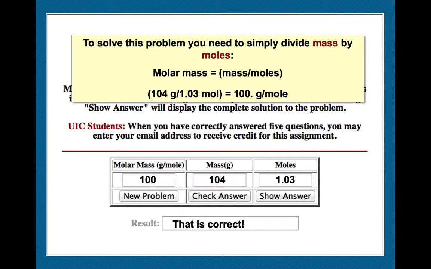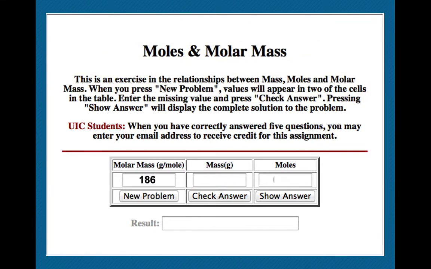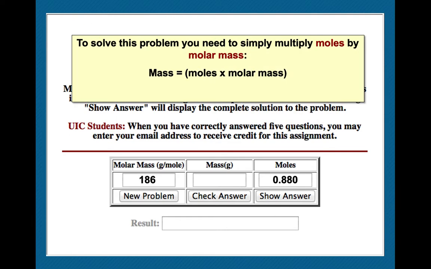Told you you'd like this one. Here we have mass missing. We know our molar mass, we know moles. If molar mass is mass divided by moles, then mass is simply going to be moles multiplied by molar mass. So we take our number of moles, 0.88, multiply by the molar mass, 186, and we get 163.